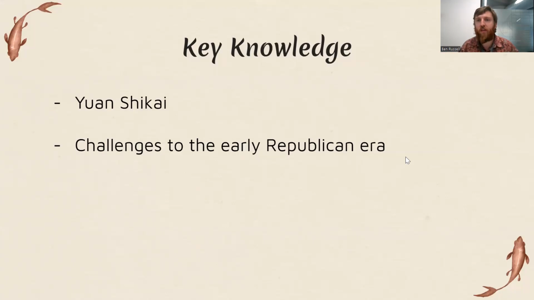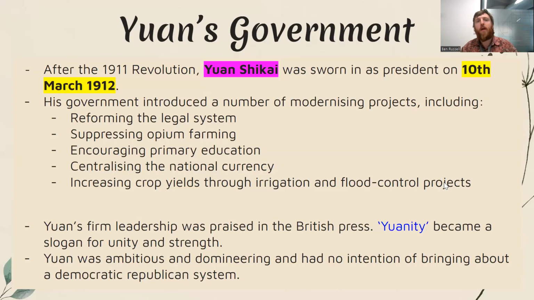Firstly, the key knowledge points that this video will cover are Yuan Shikai, obviously, as well as challenges to the early Republican era. Now, it should be noted that the early Republican era really ranges from 1912 to 1926-27. That includes the presidency of Yuan Shikai, as well as the warlord period, the warlord decade. We'll see challenges after the presidency of Yuan Shikai as well, but Yuan Shikai's presidency presented the first challenge to the early Republican era.